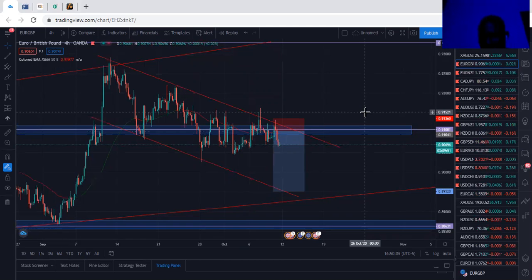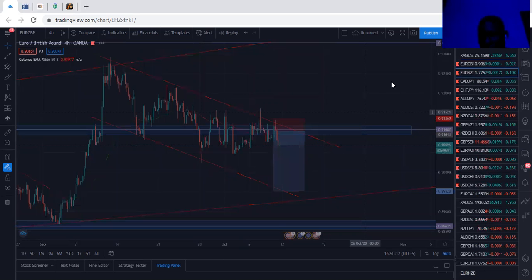And let's go to the second pair right here, EURNZD. Let's see what EURNZD is doing.